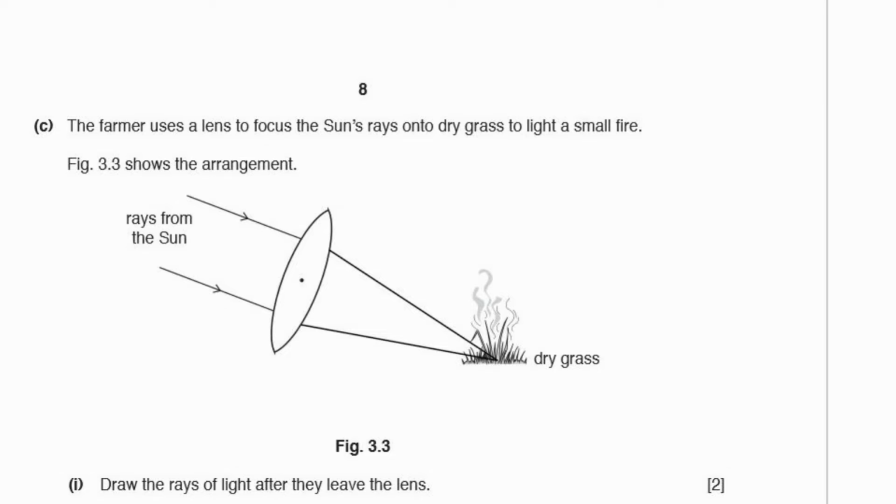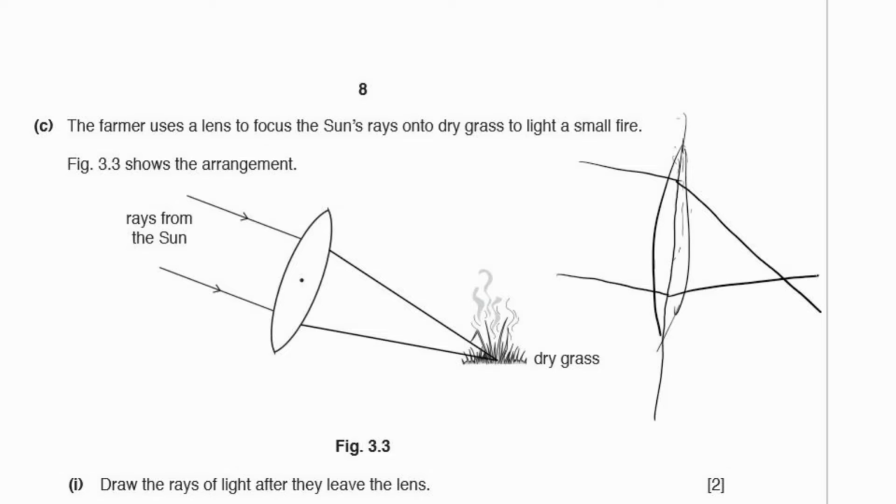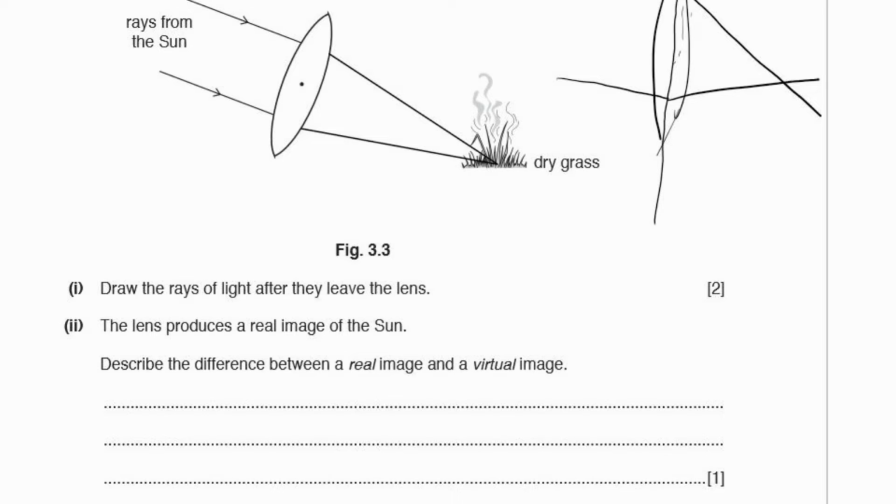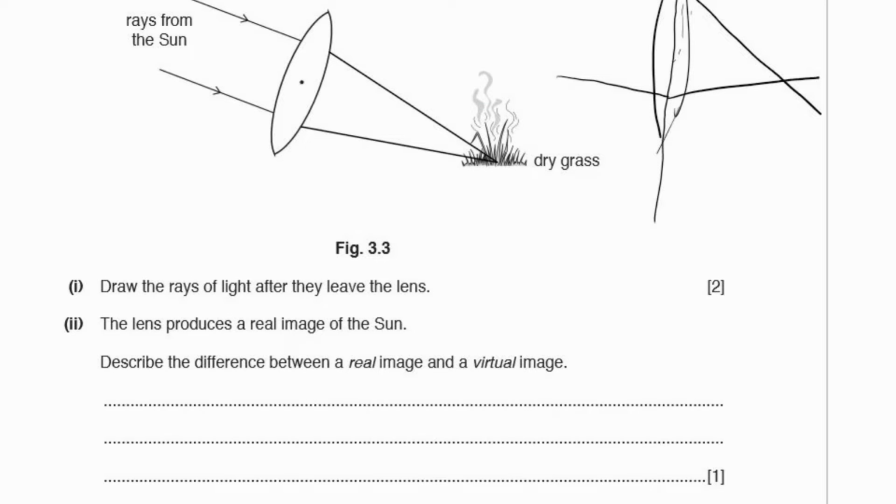What you would do as a general rule, if you were asked to, is draw as if there was a line through the centre, and then you would use that as your line. It didn't ask us to do that though, it just asked us to draw the lines after they leave the lens. That's why I haven't drawn anything inside the lens there. The lens produces a real image of the sun. Describe the difference between a real image and a virtual image. The main difference is that a real image can be projected onto a screen.